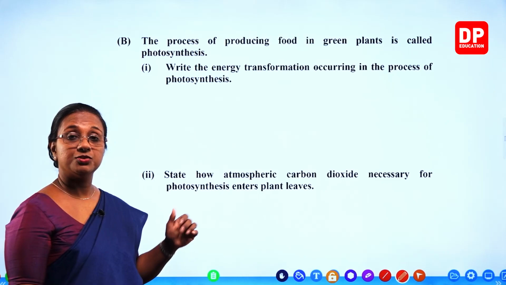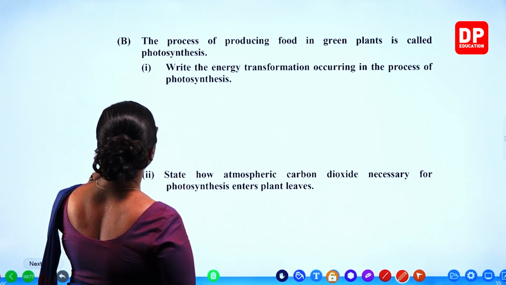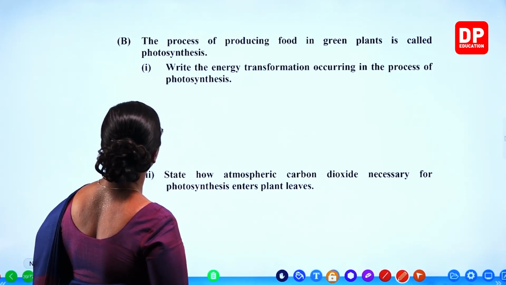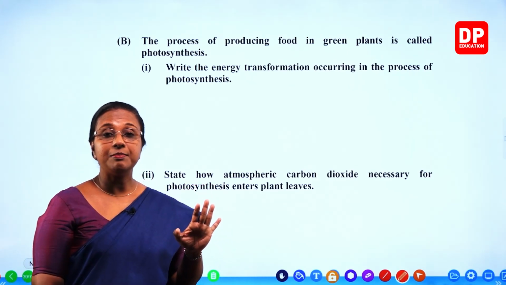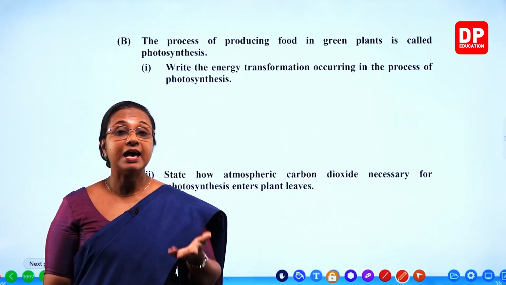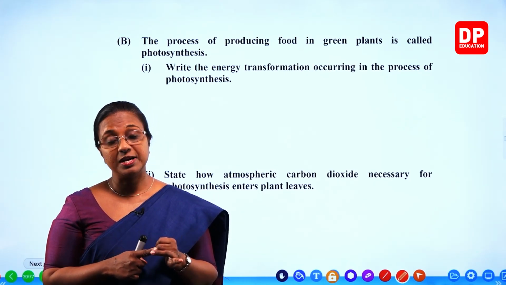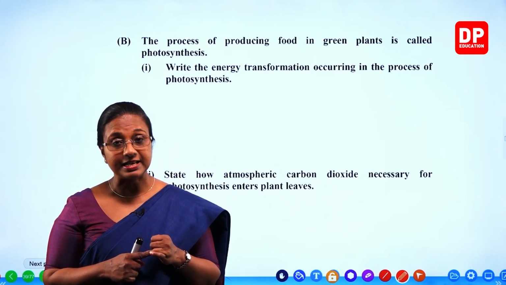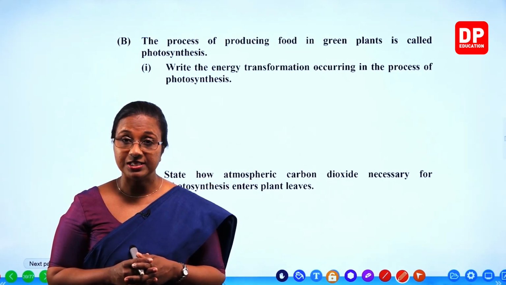This is part B. So in part A, it was related to respiratory system. Now part B, the process of producing food in green plants is called photosynthesis. So you're familiar with photosynthesis. In green plants, there is chlorophyll in chloroplast, so that is the organelle. There photosynthesis occurs. You all know there should be sunlight, water, carbon dioxide, all those are external factors. In the presence of chlorophyll, that is an internal factor. Synthesis of food is what we call as photosynthesis.